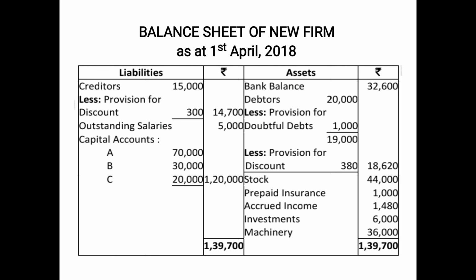And the final capital accounts after all the adjustments, even the capital adjustment, of A 70,000, B 30,000 and C 20,000, which made the capital worth rupees 1,20,000, that we have already calculated, and we can cross check it as 1,20,000 as in step 1. So ultimately after putting all the adjustments and all the items, the balance sheet total will be 1,39,700 on each side, and the asset and liability sides will be tallied.